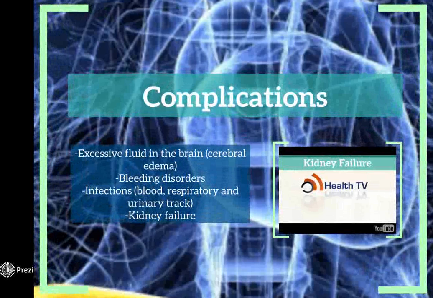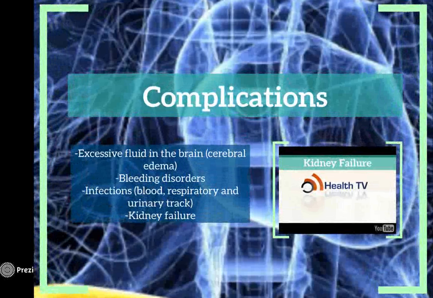Next, we have bleeding disorders. A failing liver isn't able to produce sufficient amounts of clotting factors, which help blood to clot. Bleeding from ulcers in the gastrointestinal tract or other locations is difficult to control because blood doesn't clot quickly.